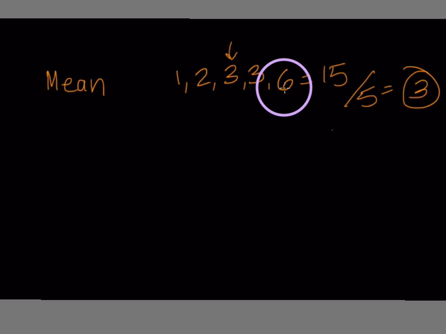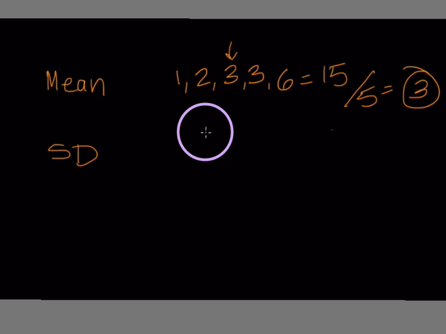In order to calculate the standard deviation of this data set, we're going to do the following. And standard deviation is really just a description of how spread out the data are. So in order to calculate that, we're going to identify each score's distance from the mean. So let's go ahead and start with the first digit, which is a 1. How far from 3 is 1?